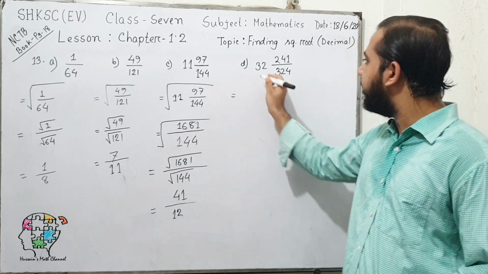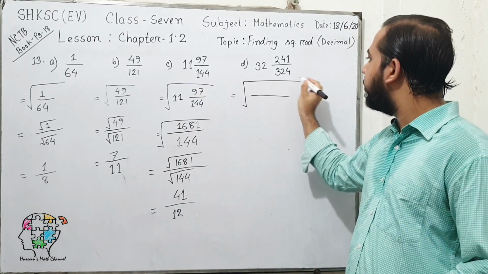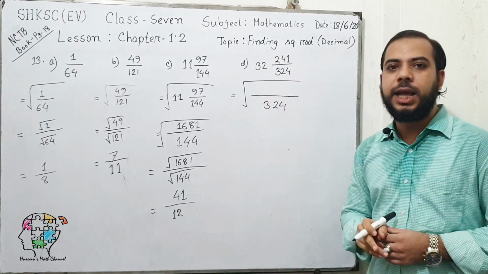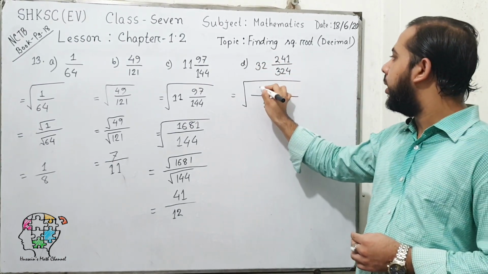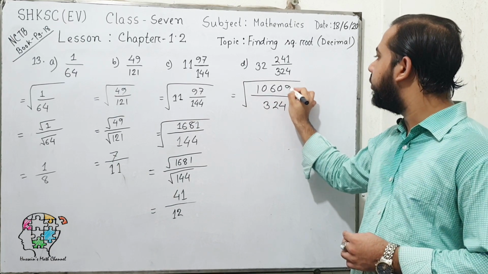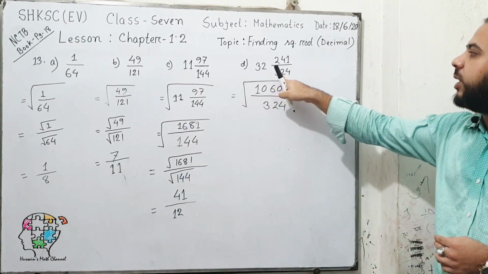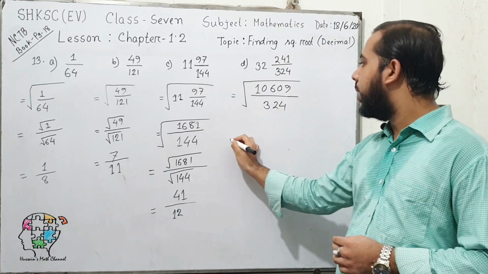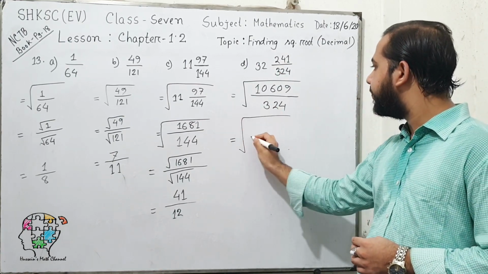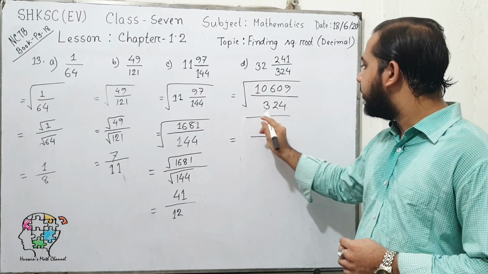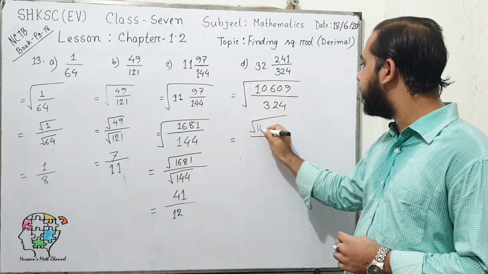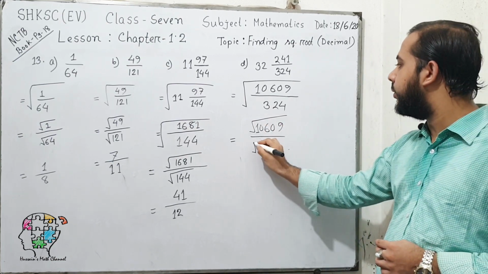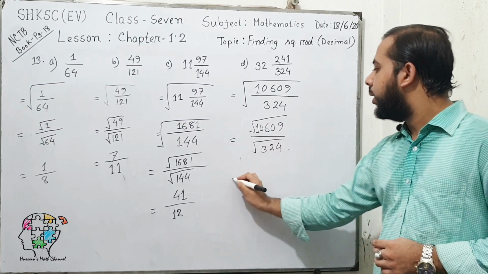Question number D, similarly you have to find the square root of this mixed fraction. So at first you have to make it an improper fraction, which will be this number. If you do rough work here, at first multiply this 324 with 32 and then add 241, you will get this one. Now if we do the square root separately, we get 10,609 and the square root of 324.